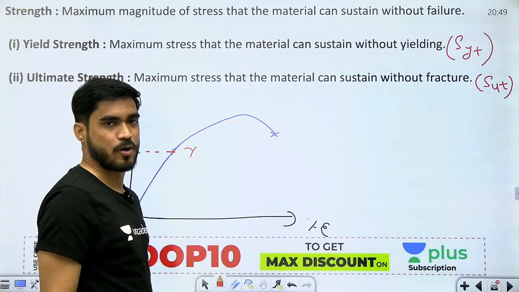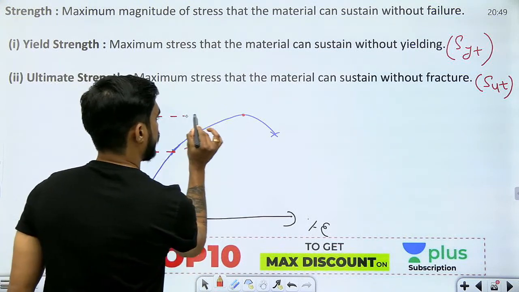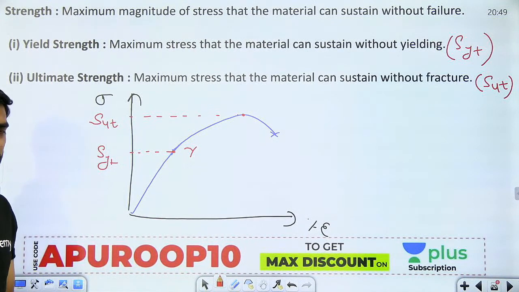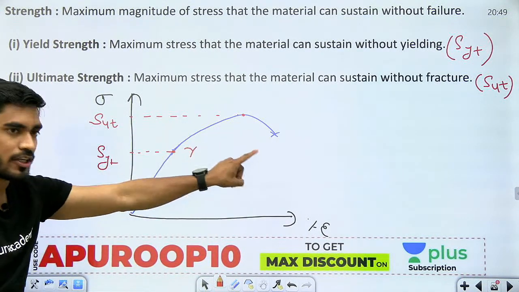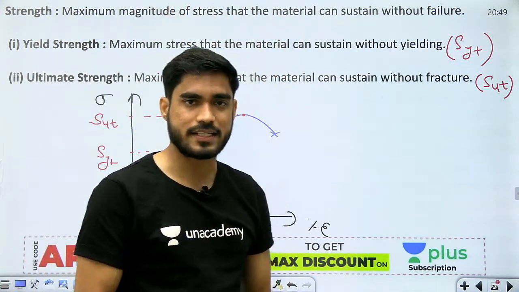Now before the fracture point, where do you get maximum stress? Here. So this will be SUT. Is it clear? So beta, if you have this curve, you can easily find SYT and SUT, right?